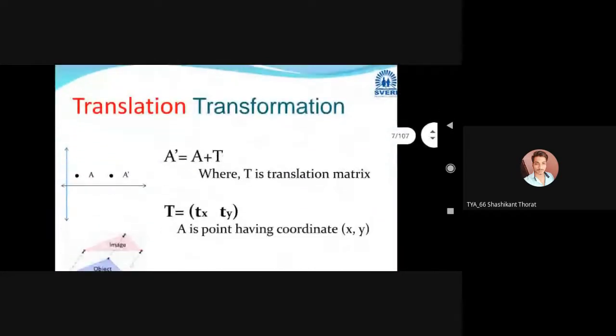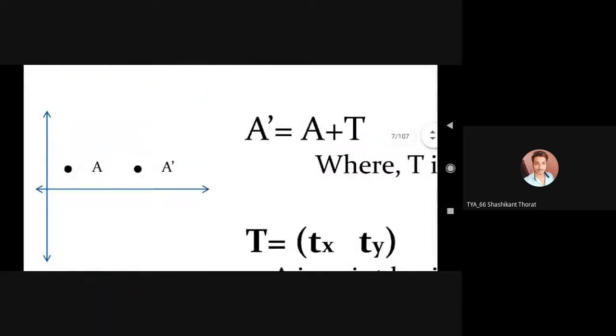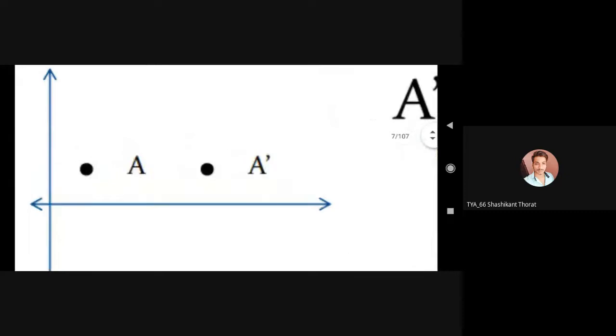Now the translation matrix. How to translate a matrix? These are the formulas. Suppose this is point A. Now how to transfer that point, or get the same mirror point or same point?